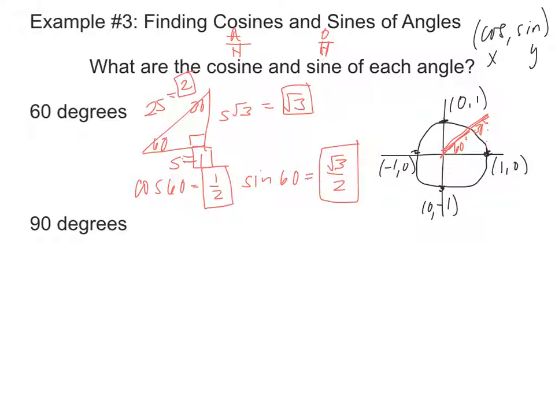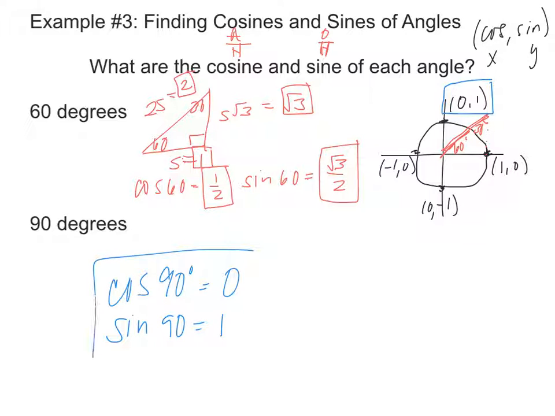All right, what if it's 90 degrees? Now, 90 degrees is very simple to find because 90 degrees would basically just point out that you are talking about this ordered pair here. Remember that cosine is x, so cosine of 90 is just going to be 0, and then sine of 90 is going to equal 1. And these come directly from this ordered pair here. All right, so let's try the next one.